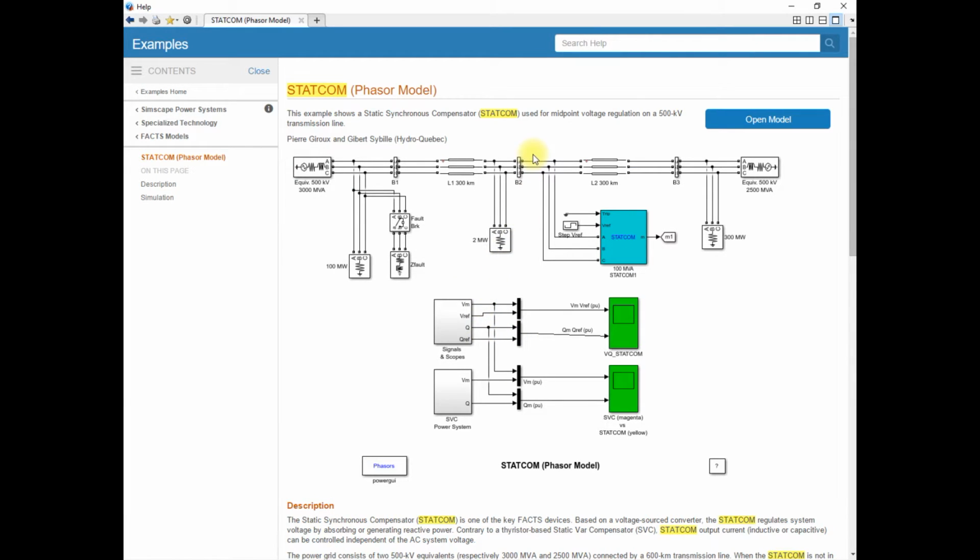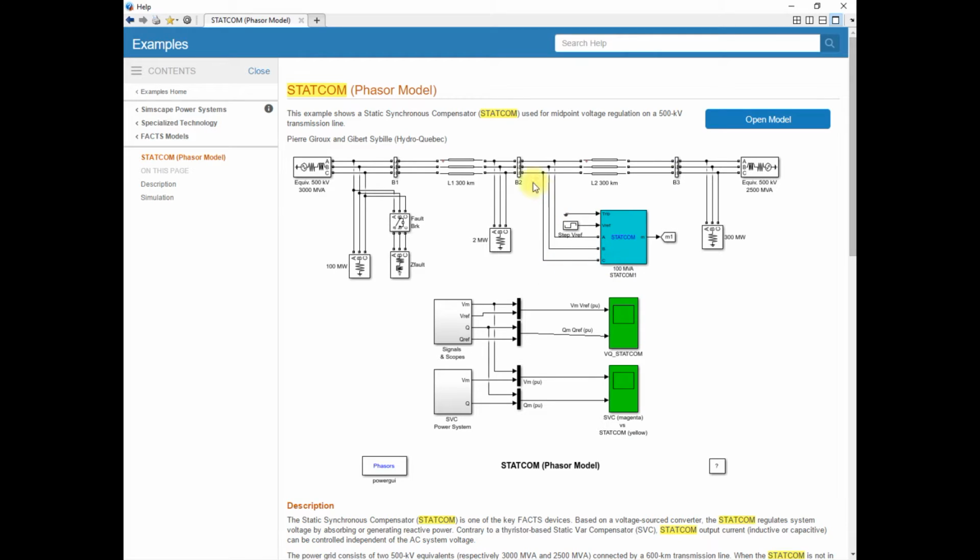This is an example of a STATCOM which is connected at the midpoint of a 500 kV transmission line. You can see that this is a transmission line of 600 kilometers. Here one generator of 500 kV generates 3000 MVA power, and the second generator is a 500 kV, 2500 MVA capacity, and this is generator bus B1. The distance from bus B1 to B2 is 300 km. Same way, B2 to B3 is 300 km. So the total distance of this transmission line is 600 km.